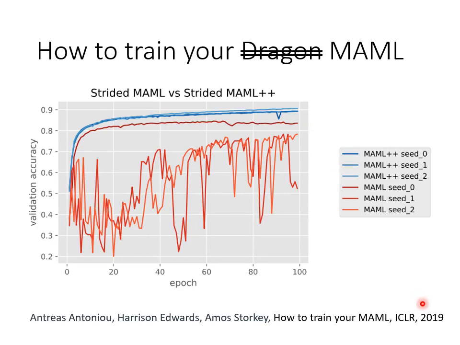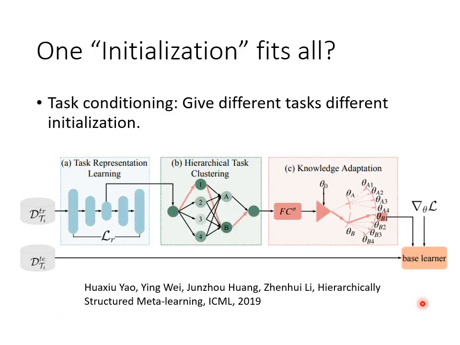In the original MAML, we only learn one set of initial parameters for all the different possible testing tasks. However, one initialization may not fit all the different tasks. So you can do task conditioning. That is, you give a different task and different initialized parameters. There are some papers trying to do that, trying to select different initial parameters based on the properties of different tasks.